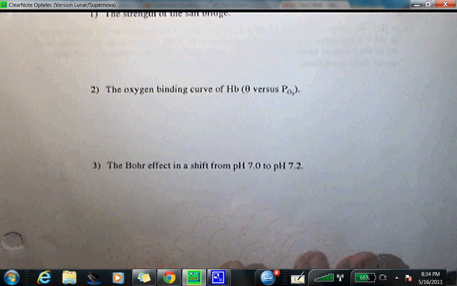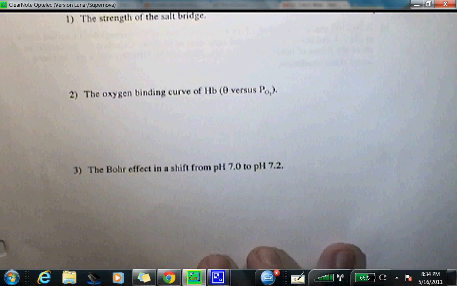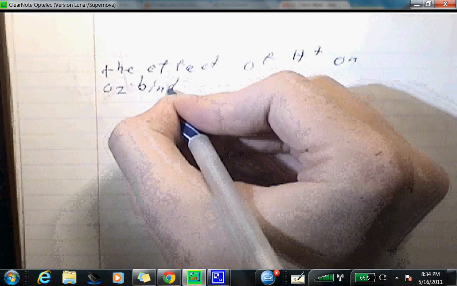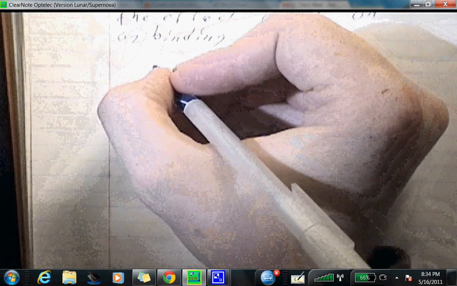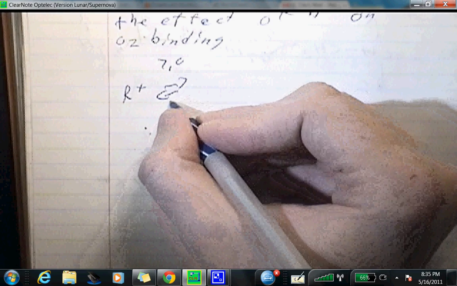Time for the final part here, which is kind of the trickiest one. So the Bohr effect in a shift of pH 7.0 to 7.2. This one's going to be really complicated for me to explain in a video without talking to you face to face, but I'm going to try my best. So the Bohr effect, by definition, is the effect of H plus on O2 binding. All right. Let's go back to our roadmap. Let's just give this 7.0. It's going to be close enough. All right.